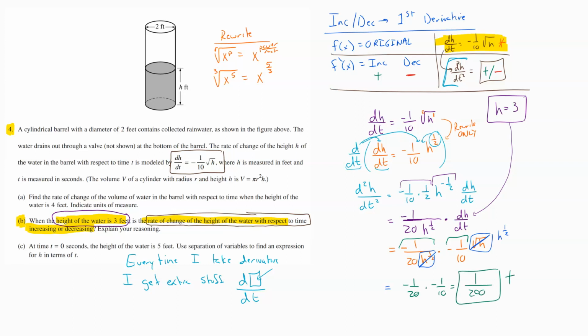This is a positive value, and so that tells me that my rate of change is increasing in this situation. So because my second derivative is greater than 0, I know that my dh/dt is increasing. And maybe you bring that all back together in a final explanation. You would say d squared h over dt squared is greater than 0, so my dh/dt is increasing at h equals 3. And that would be your final answer.